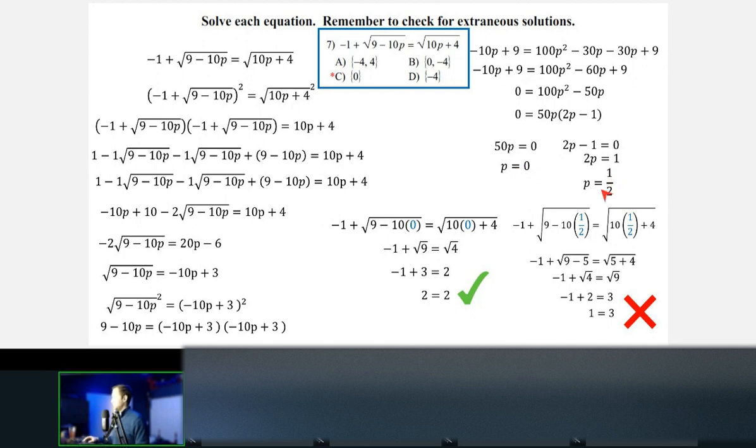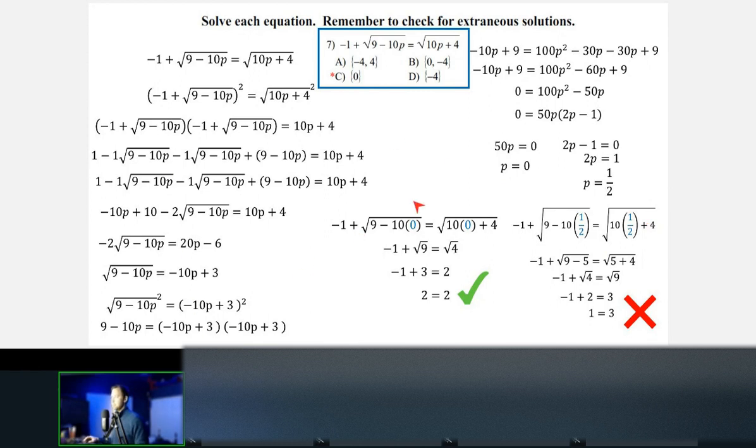Well, 1/2 actually doesn't work. We get 1 equals 3 when we plug it in. So that's the extraneous solution, which is not part of the solution set. When we plug in 0, we get a true statement. So 0 is a correct answer. That is the only answer. Hopefully that answers this one.